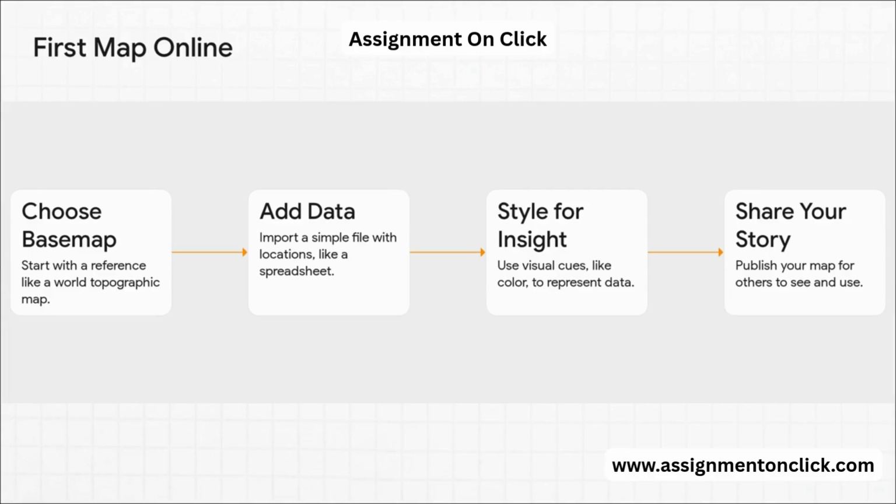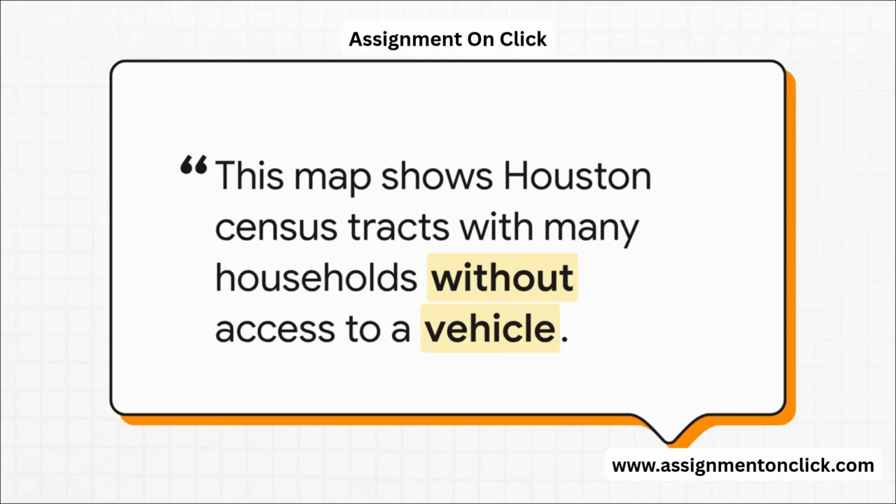First, you grab a simple base map of the city. Easy enough. Next, you layer on that crucial piece of data, a spreadsheet from the census showing households that don't have a car. And here's the key step. You style it. You make those vulnerable areas pop, maybe in a dark, bold color you just can't miss. And boom, just like that, you can publish and share that map, turning a boring old spreadsheet into a genuine life-saving action plan.